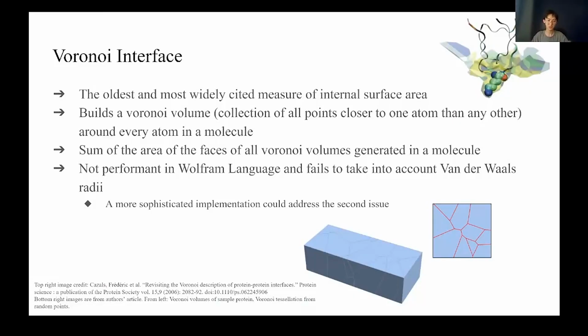We found that this was incredibly slow in Wolfram Language. Part of that was because we implemented it using Wolfram's built-in geometry functions, which weren't built for fast performance. But even when we tried implementing Voronoi algorithms on our own that don't rely on the more complex, more sophisticated geometry functions in Wolfram, we found it to still be much slower than we wanted. We also found that it was difficult to take into account atomic radii with this approach, although that may be possible with some modifications to the established Voronoi algorithm.